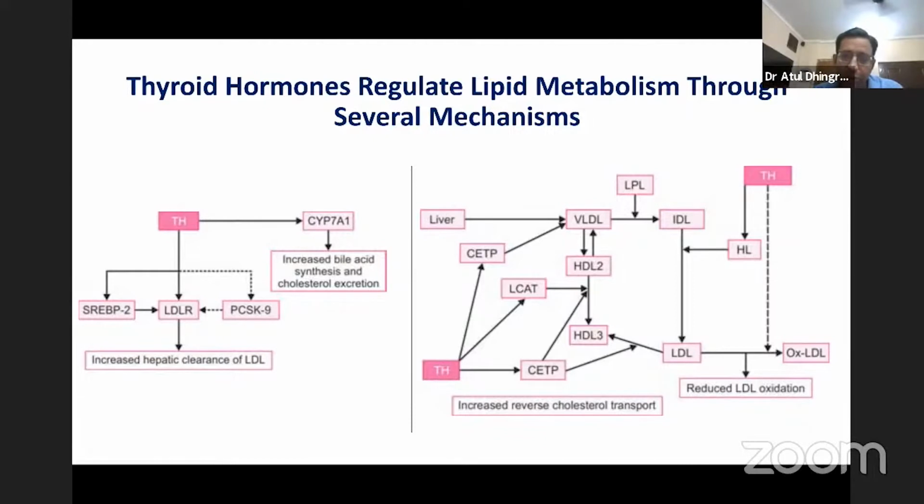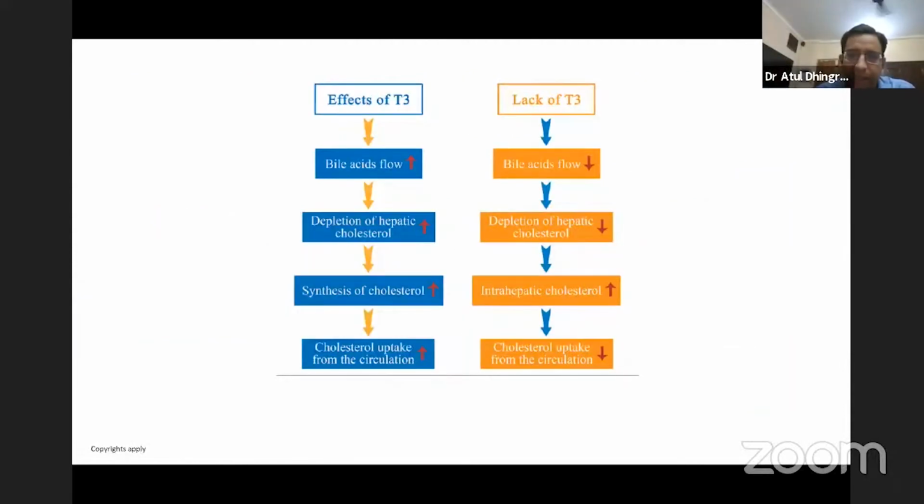So if we look into HDL metabolism, thyroid hormone also has a direct effect on the CETP gene and the LCAT gene, thus leading to increased transfer of cholesterol esters from HDL to VLDL. Thyroid hormone also acts directly on hepatic lipase, thus increasing the conversion of intermediate density lipoproteins to LDL, which are then taken up by the liver, thus leading to reduction in LDL levels.